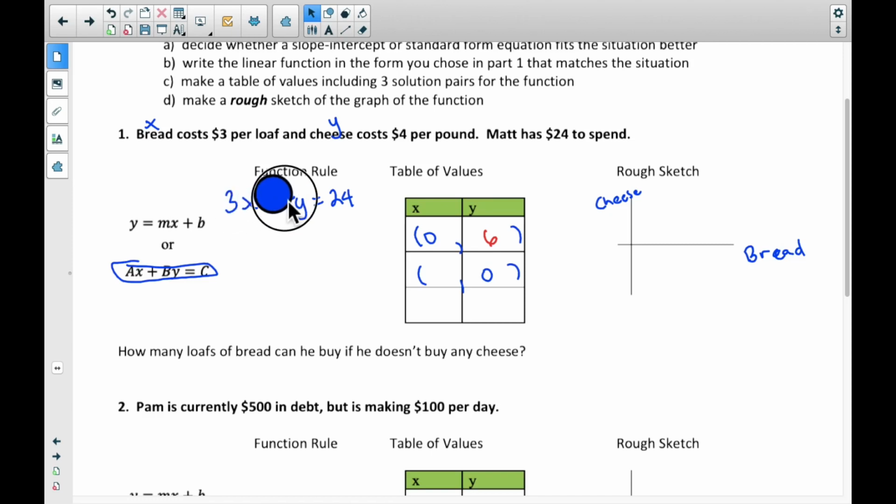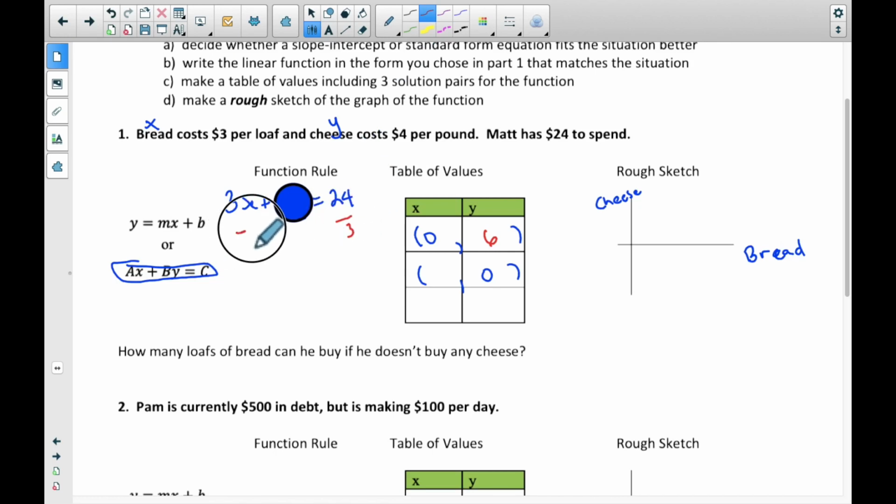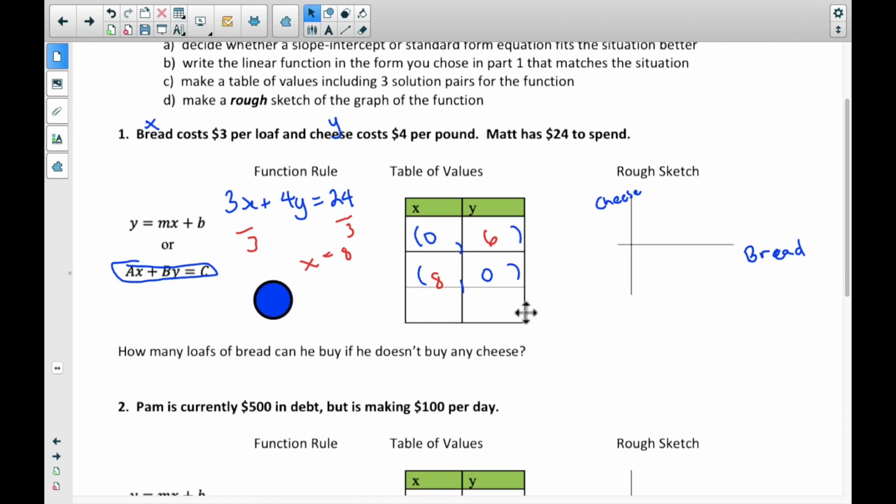So now if we cover up the Y, now we're going to divide by 3. So now we divide by 3 on both sides and we get X equals 8. So that's here, X equals 8. All right, our table of values actually asks for one more point. I don't think we really need another point, but if we have to have one, I suppose we could put one in. Over on the X column, we have a 0 and an 8.